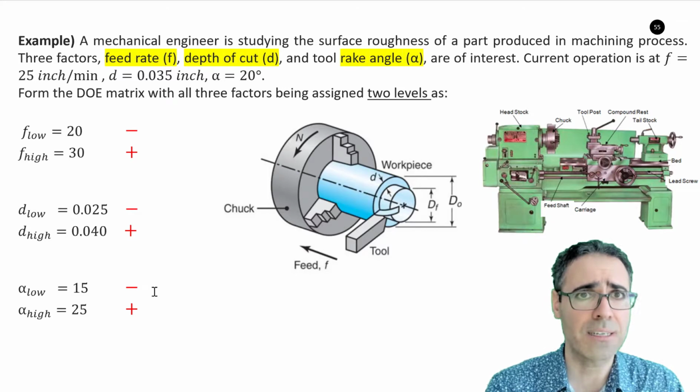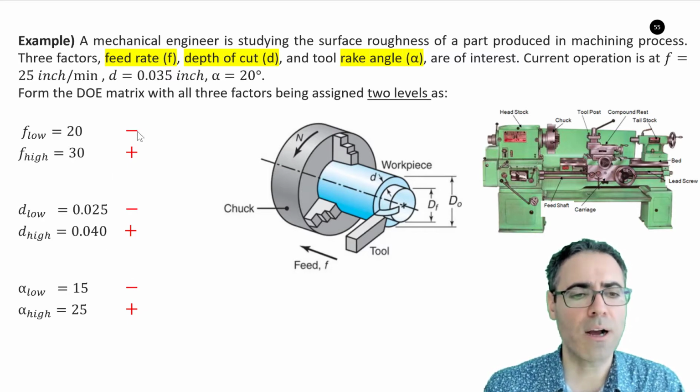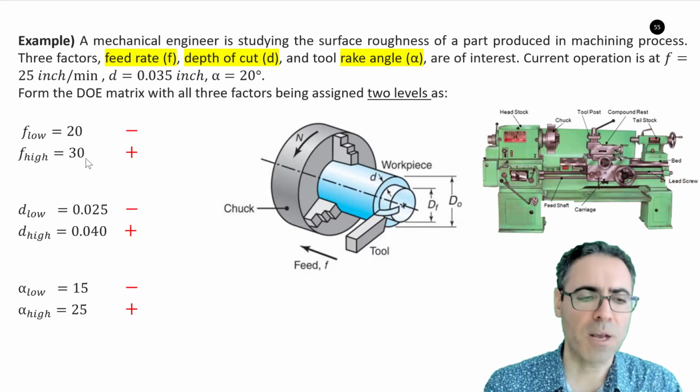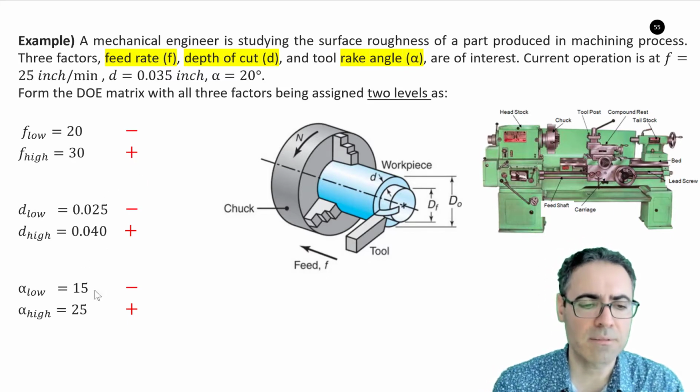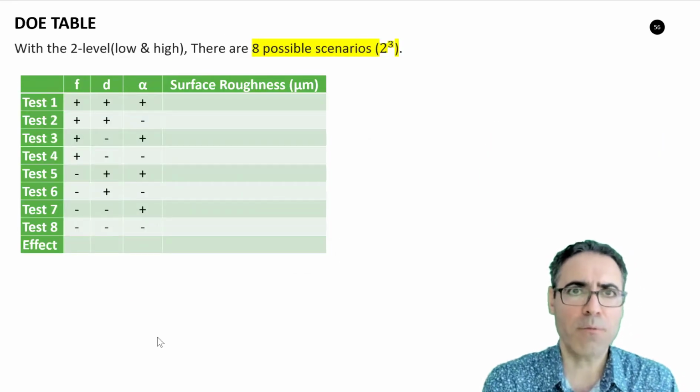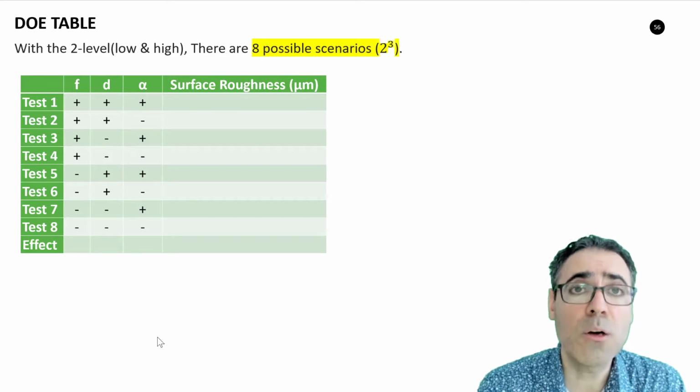So then, rather than writing these numbers every time that we talk about them, let's just have this agreement that whenever I'm referring to minus sign, I mean 20 for F, and for D I mean 0.25, and for alpha I mean 15. And when I'm using a plus sign for F, I mean 30, and the same for D and alpha. Okay? With that, we form our DOE table.